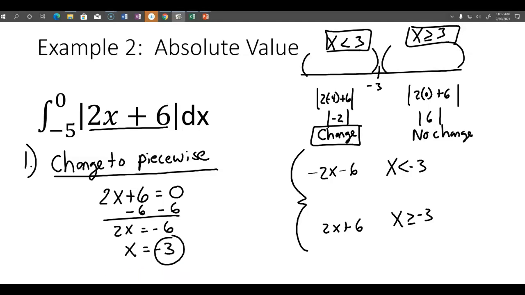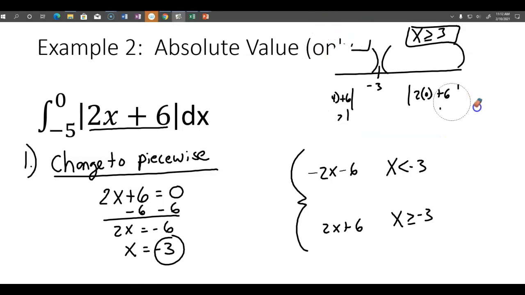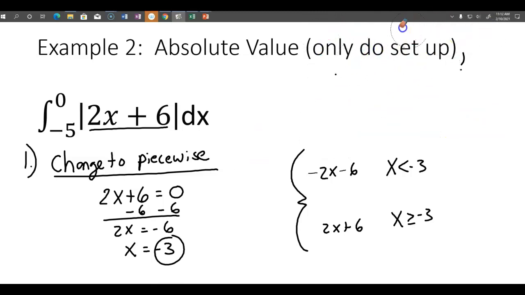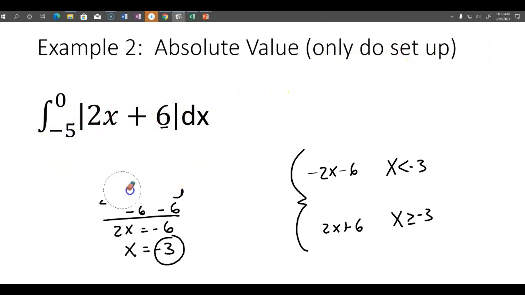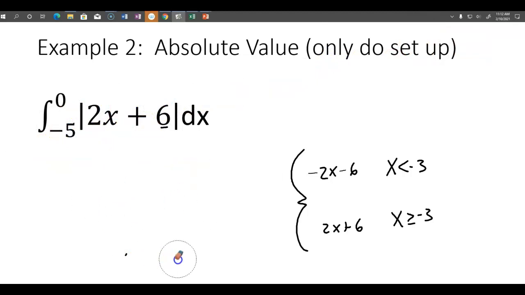All right, and now we will move on to step 2, where basically we're going to do exactly what we did before. We want to find the integral of this absolute value function, but really all we're going to be doing is taking the integral of this piecewise function here. And so we're going to break it up into pieces. So step 2, break it up.